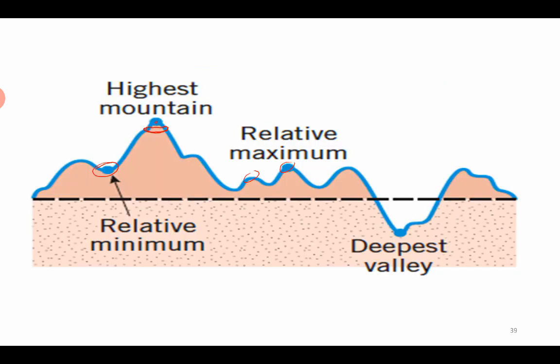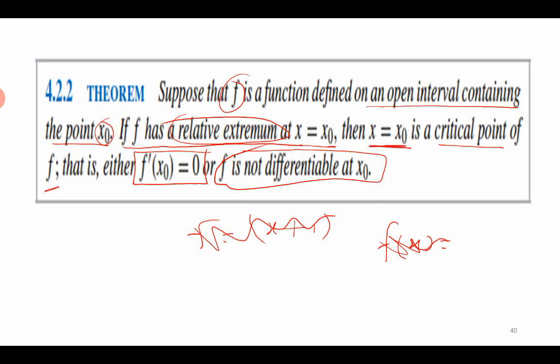This graph roughly shows you how to identify a relative maximum. There are many relative maximums. There are many maximums in the locality of this one, but out of which this is the highest point, the absolute maximum. And this is the absolute minimum, the lowest point. There are many minimums, which are called relative minimums. So how to identify the relative minimum and maximum, we will see.